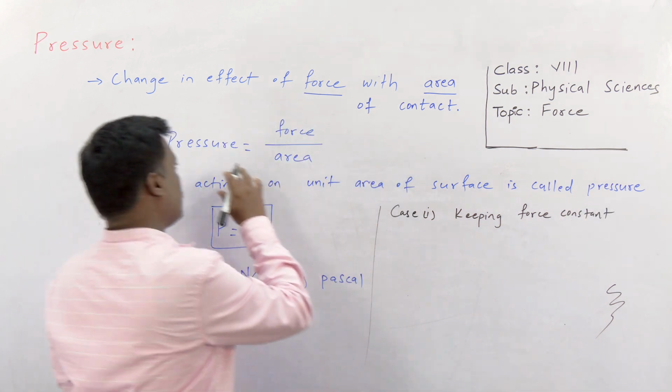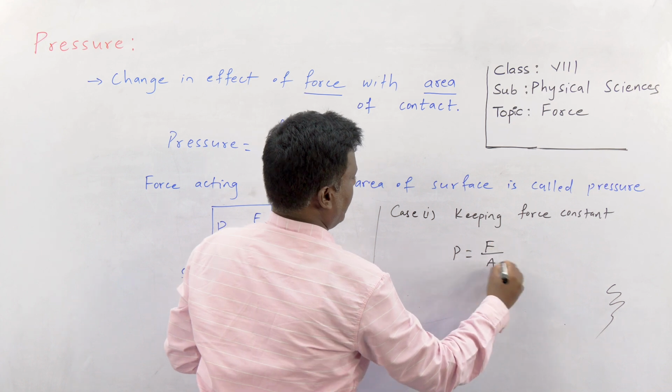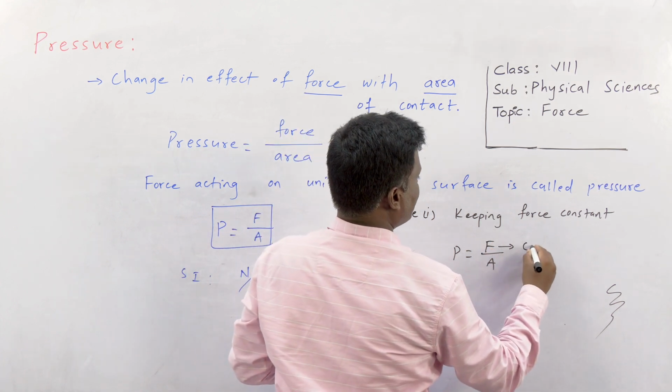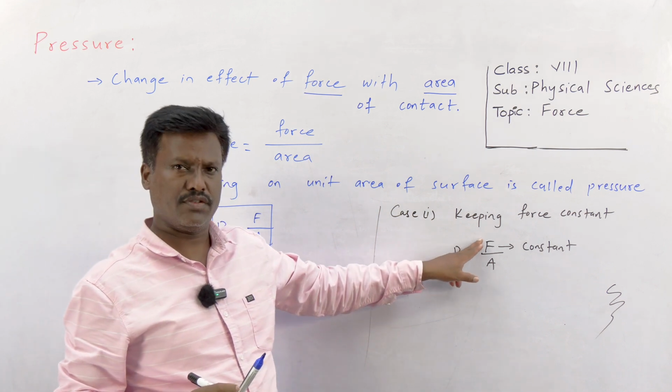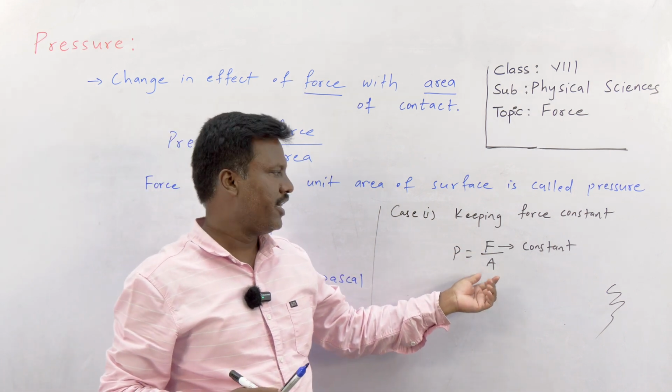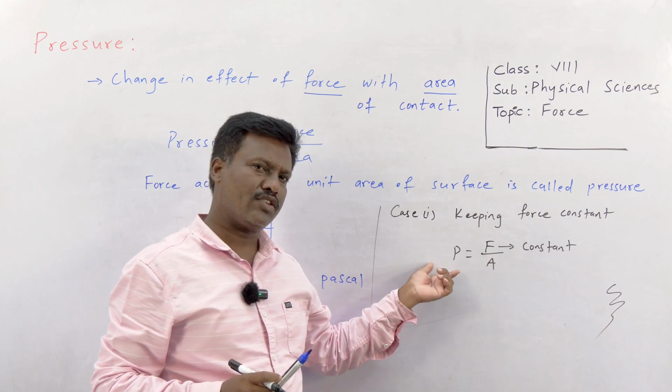So actually, what is the formula? Pressure is denoted by P, force is F, and area is A. Now we are taking F as constant. F does not change. We are not changing the force, but we are changing the area. By keeping the force constant, if area changes, then pressure also changes.